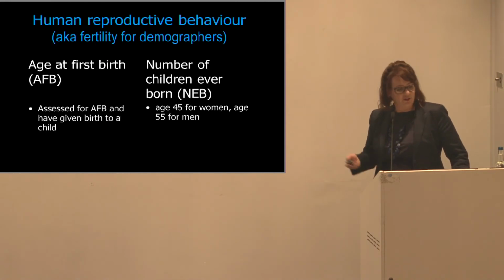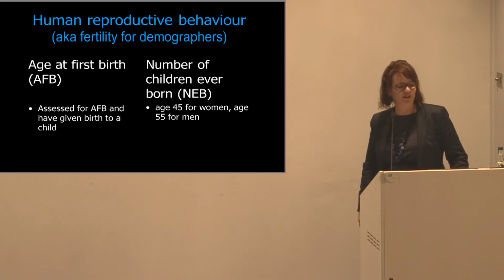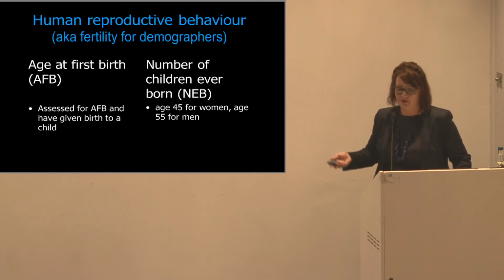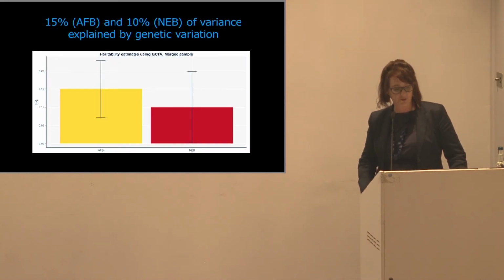So as I said, we looked at what we call fertility, but to make it cross-disciplinary, it needed to be human reproductive behavior. And we looked at age at first birth and number of children ever born for individuals that had reached the end of their reproductive period. And what we found was interesting.